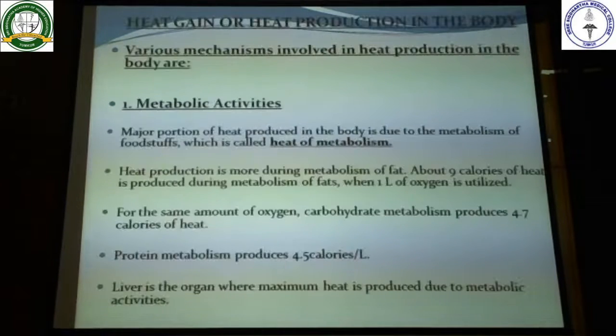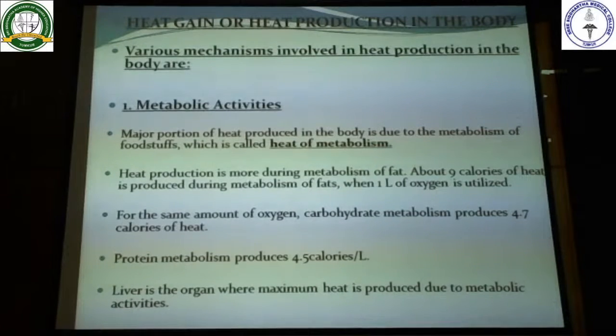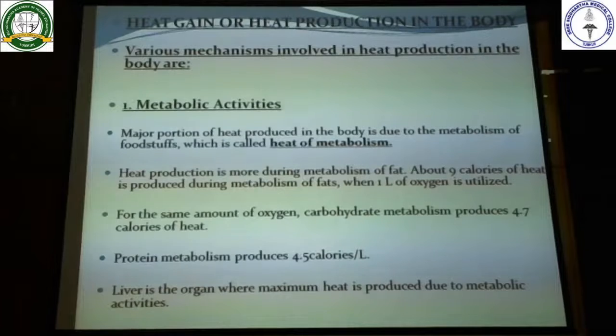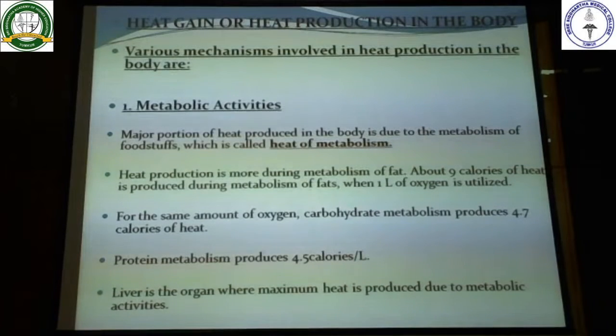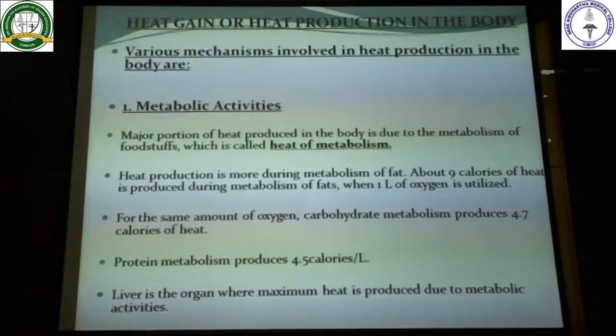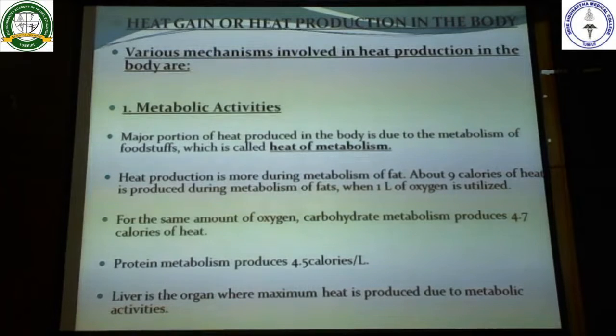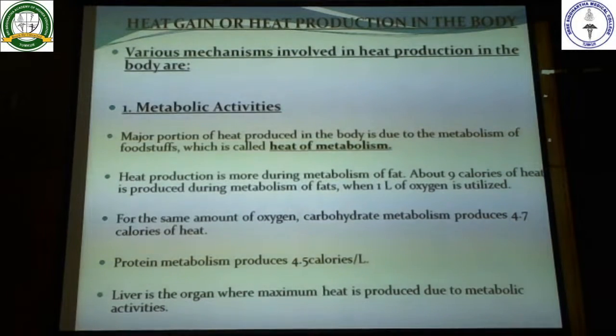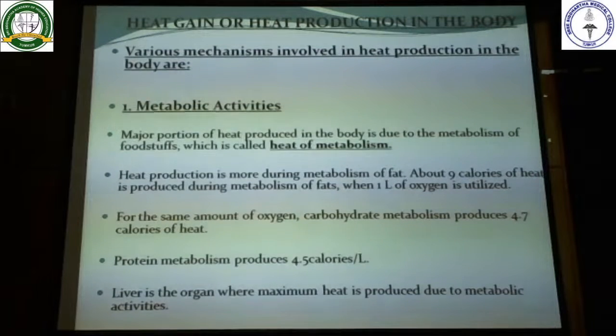Now coming to the first one, that is heat gain or heat production in the body, right? So there are various mechanisms which are involved in this process. So what are those mechanisms? Coming to the first one, that is the metabolic activities, right? Metabolism, right? Basal metabolic rate. So all these words are correlated here, right?